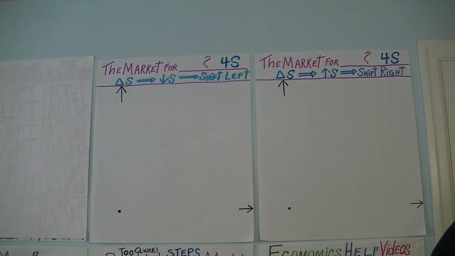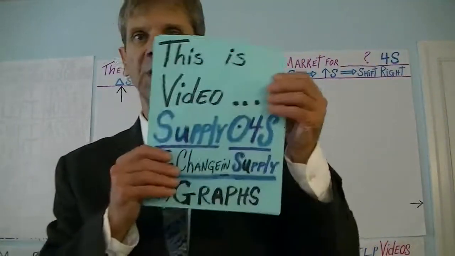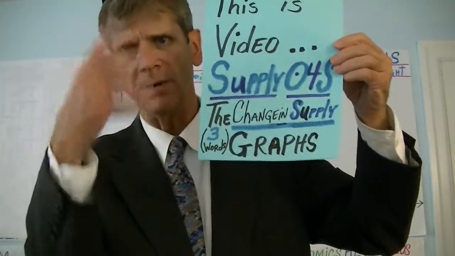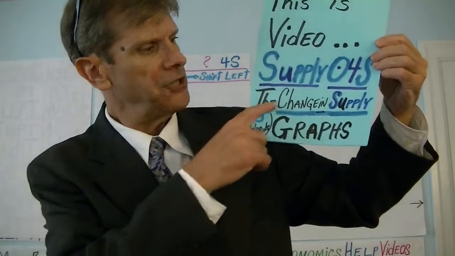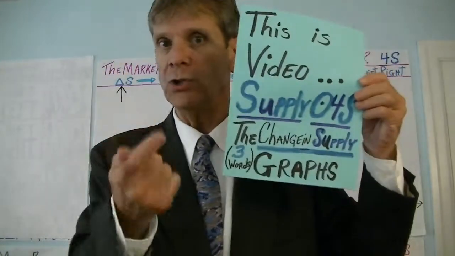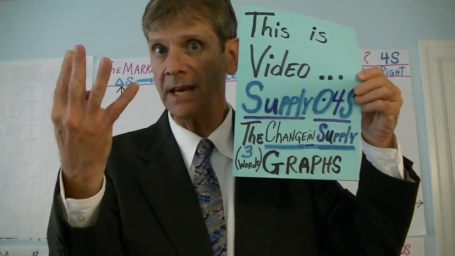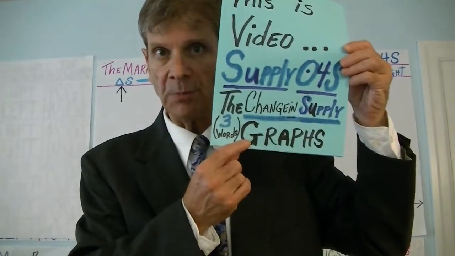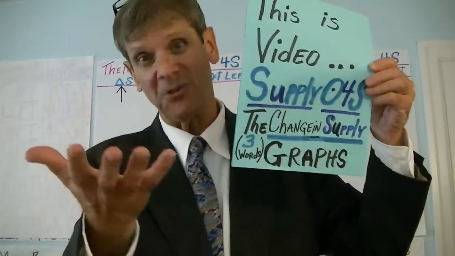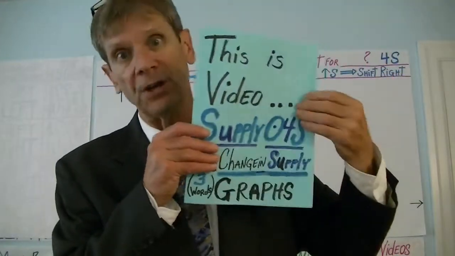Okay, so where are we at now? This is video supply 04S, or I'm just going to call it 4S. I put the 0 in there for some sorting things later. It's the change in supply graphs, right, kind of thing. Last time, 3S, once we talk about change in supply, you got to do 3S and 4S together. Does that make sense? The only thing that's going to cause a change in supply is a change in one of those determinants of supply that were listed on 3S, or in your book if you have a textbook for the class. Okay, so we're going to do the graphs today.